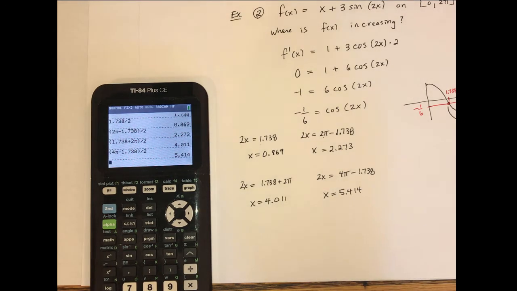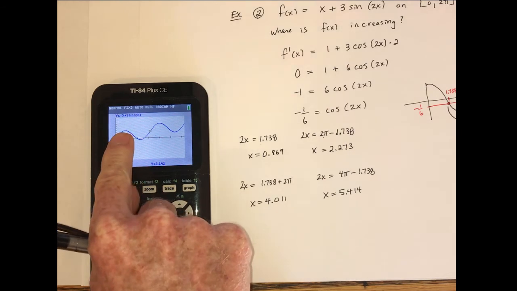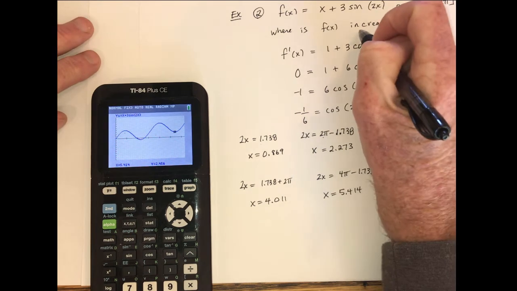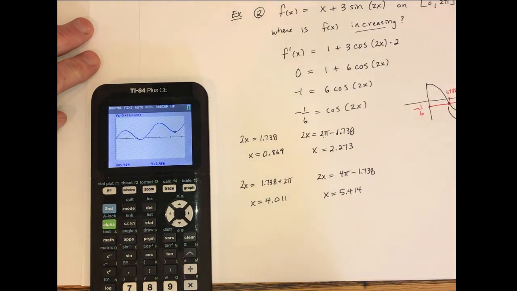And before I start celebrating, I want to check and make sure that's right. So when it's at the top of that hill, that one right there should be the 0.869. Perfecto. And the next one is perfect, and correct. 5.414. Easy money. But wait, we're not done, because I was asking, where is it increasing?